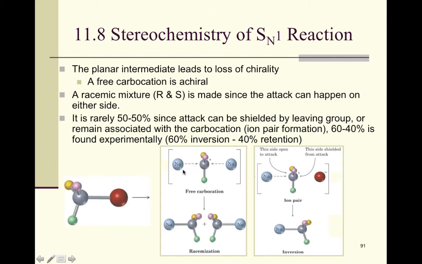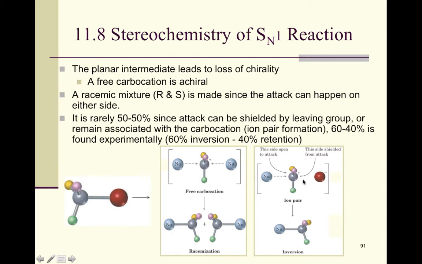When the nucleophile has an opportunity to go to the free carbocation, it can either come from the left side or the right side because this is going to be a planar carbocation. In reality, this is my leaving group here. See this one here? That's the leaving group. So it's trying to get out of there, but it's going to block or shield the nucleophile from coming in from this side some of the time.